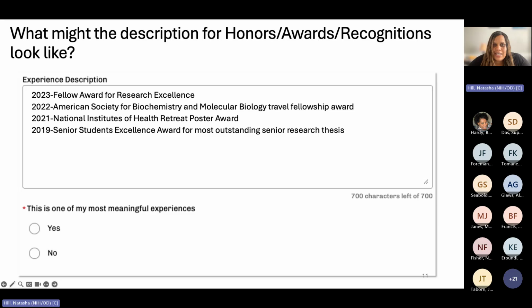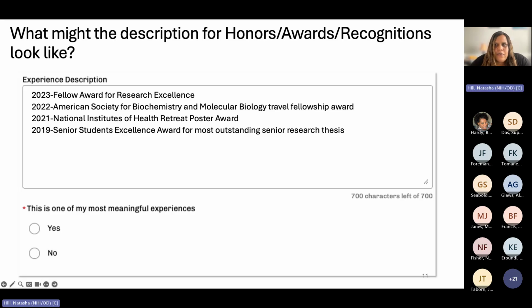But if the award is not explanatory, like Senior Student Excellence Award, that doesn't really mean much unless you tell us what it's for. And for most outstanding senior research thesis, right? And so give a brief description of what it is when the name of the award is a little bit more ambiguous.